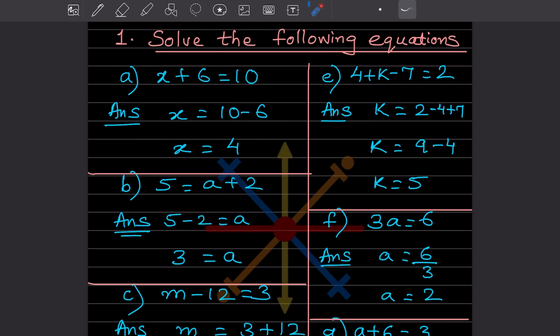Or the second way is, suppose you want a on the left hand side. Okay, so what are you going to do? This a you will bring it here.